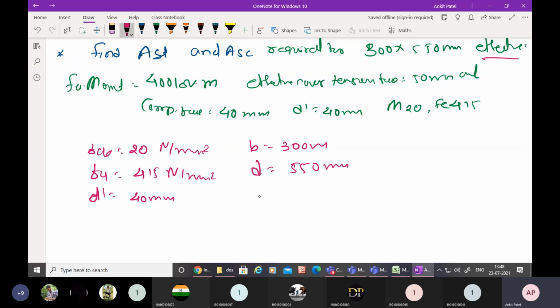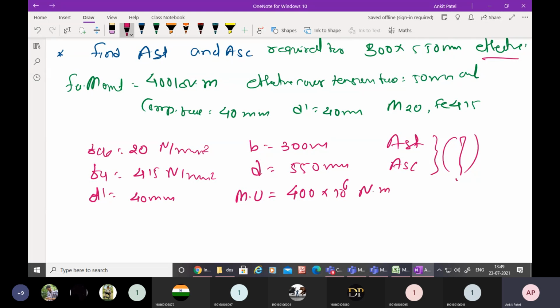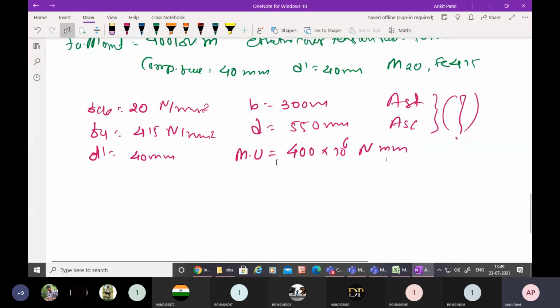Now we need to calculate the values of AST and ASC. These both are question marks. We need to find out these two values. And the applied moment, that is MU or MR, the ultimate moment, is given, that is 400 kilonewton meter, so 400 into 10 raised to 6 Newton mm. So this is your applied moment. To resist this moment, we need to find the value of AST and ASC.